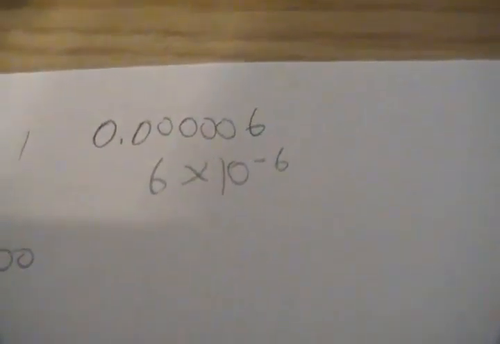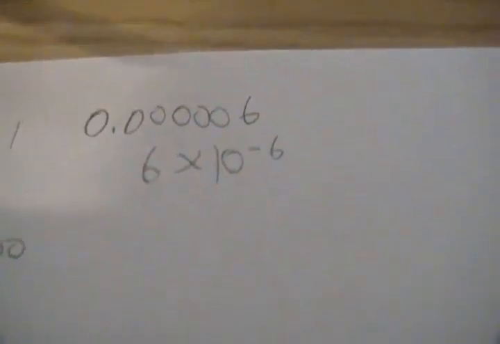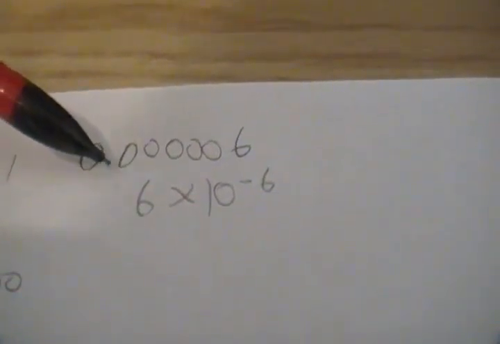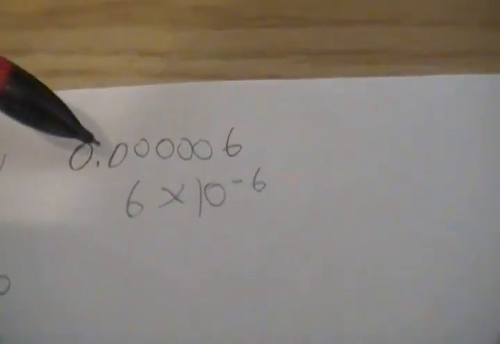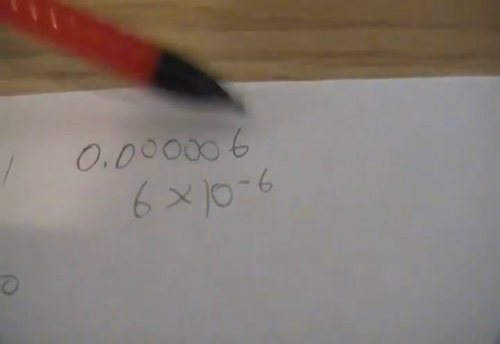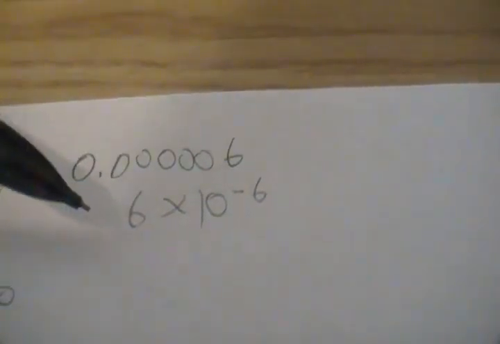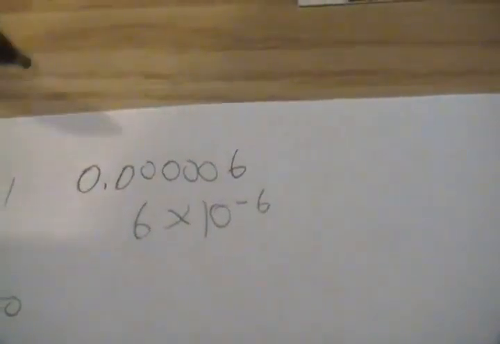Okay, so today we're going over scientific notation. For example, if you have a decimal number, something really small like 0.000006, we can write that as 6 times 10 to the negative 6th power. So the way it works is like this.